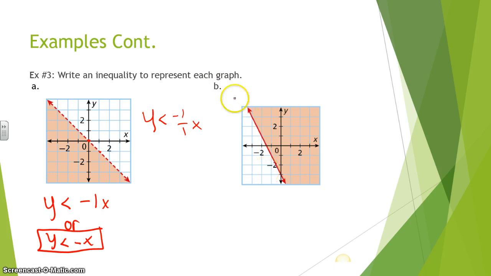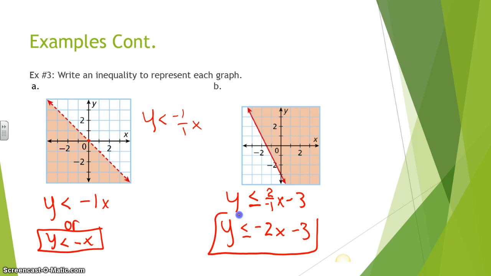For the next graph here, we're going to look and see where we are at the starting point, which is at -3. So we can say y is greater than or equal to, we're going to call it greater than or equal to because it's a solid line. My y-intercept is going to be a -3 because we start at -3. From there, we're going to go up 1, 2, so my rise is 2, and I'm going to go to the left 1, so -1. So the way I'm going to write this is y is less than or equal to -2x minus 3, and this equation represents that second graph.